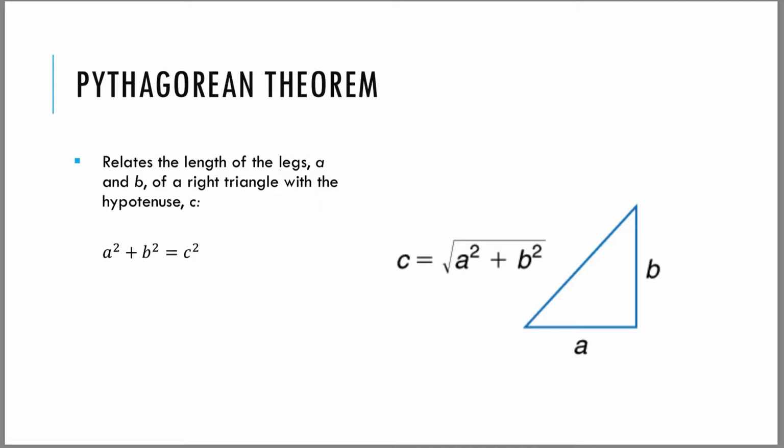Once we have a right triangle, we can use the Pythagorean theorem to solve for any of the unknown sides. So if you call one of the sides A and one of the sides B, then the hypotenuse, which we'll call C, can be solved for using the Pythagorean theorem, which is right here. And when you solve for C, you take the square root of both sides. So this expression here will give you the length of the hypotenuse.